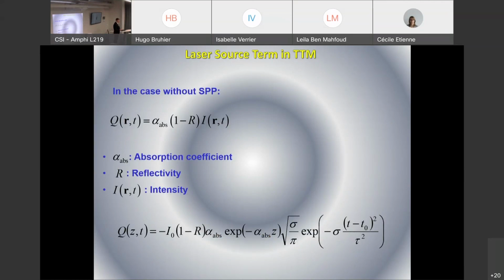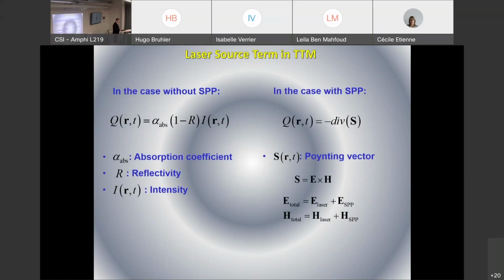And this intensity can be described with depth in a simple manner. So it's Lambert-Beer's law, and this is a Gaussian profile in time. But in the case of surface plasmon polariton excitation, we must account for the knowledge of the electromagnetic field, and that's possible by means of constructing the Poynting vector, the divergence of which will give us this source term.